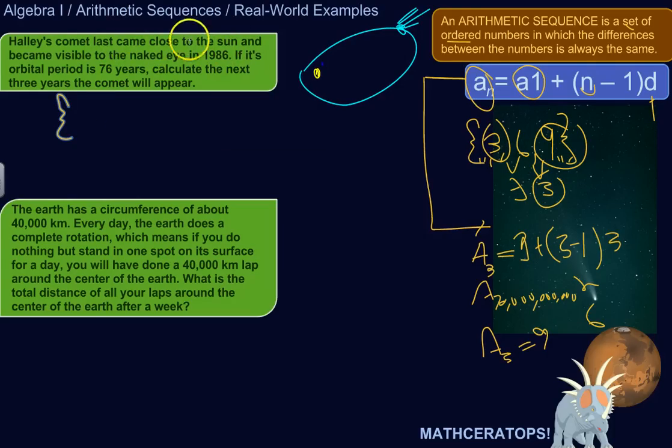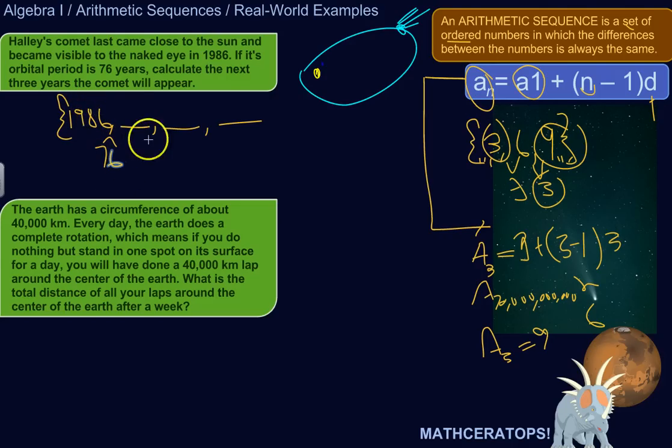The last time Halley's Comet came close to the Sun and we were able to see it was 1986. Its orbital period is 76 years. Calculate the next 3 years the comet will appear. So, there'll be 3 more years here. And what's the common difference? Common difference is the orbital period.